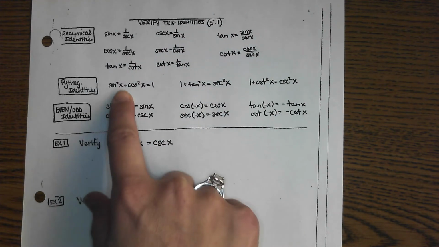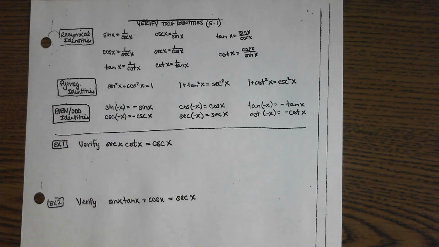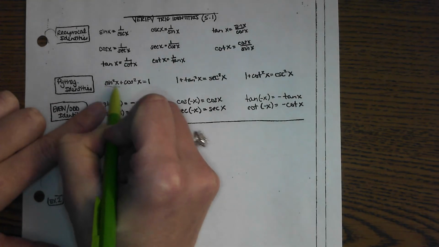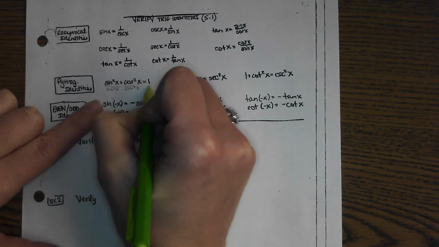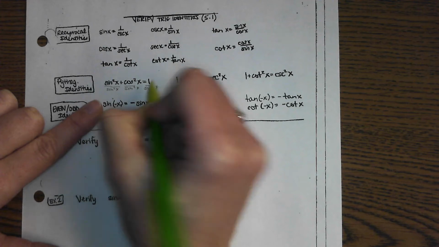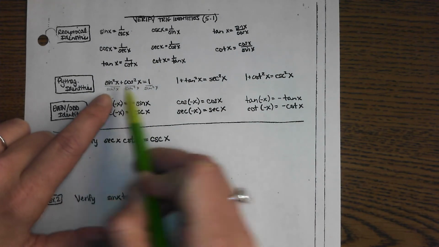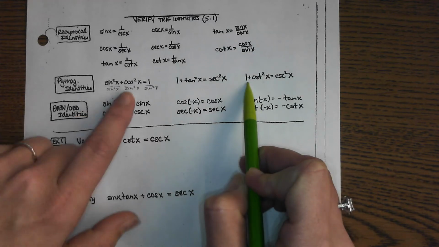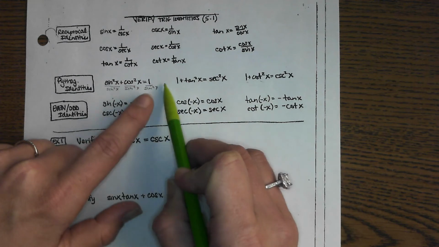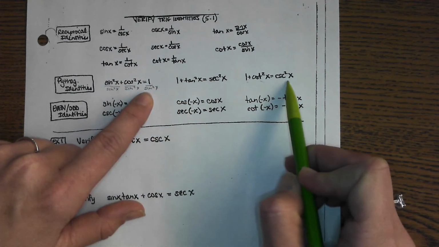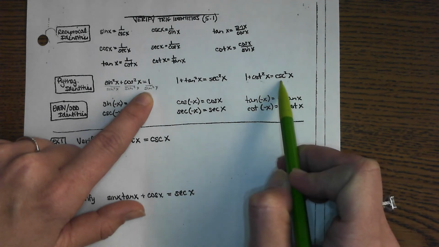As long as you have this one memorized, and I assume most of you do because you've been doing this for the past 2 years, if you divide everything in here by sine squared, you don't need to write this unless you want to. But if you divide everything by sine squared, sine squared divided by sine squared is 1. Cosine squared divided by sine squared is cotangent squared. And 1 divided by sine squared is cosecant squared. So it turns into that one if you just divide everything by sine squared.